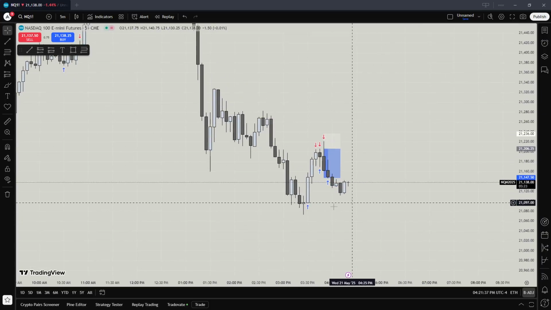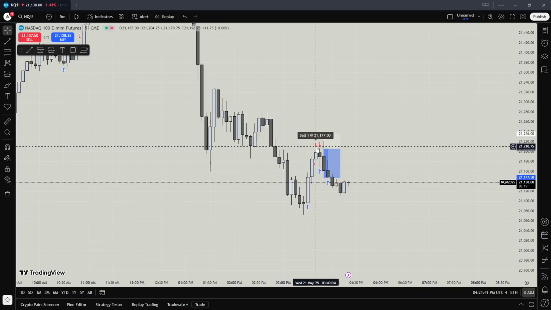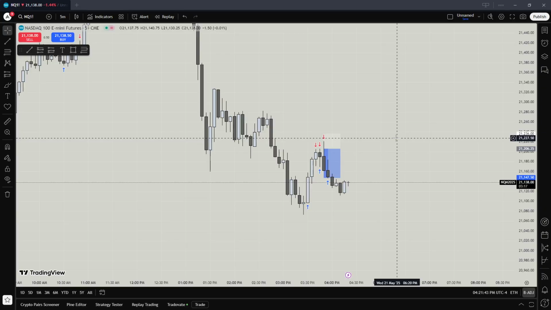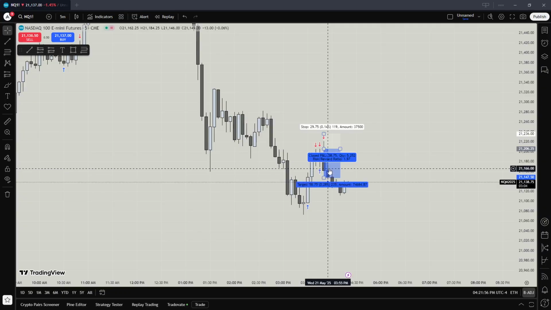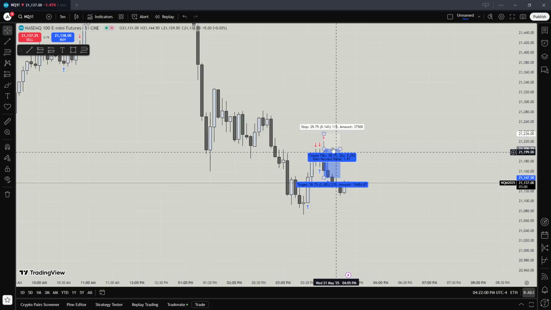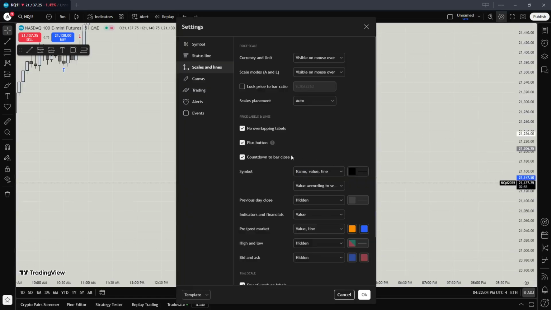So what did I do? I took a long right here after a 5-minute CISD. Took a long, got out for about $600 profit. Then I took a small loss because I got in early, but I knew I wanted to short. I took a small loss here for about $300, I think. Yeah, $300. So then on the day I was up $300. And then I took this trade at exactly 3:50. So I'm going to get rid of these executions real quick.